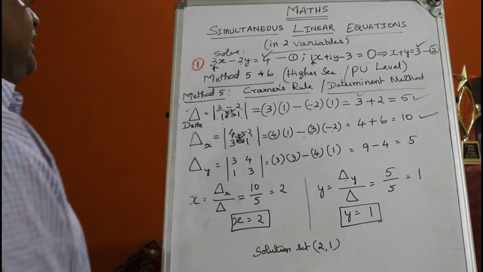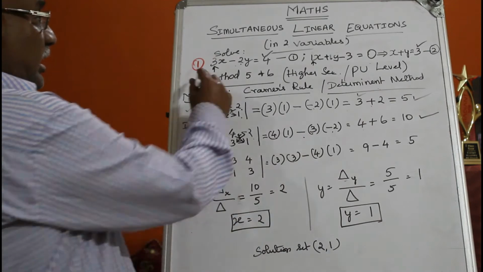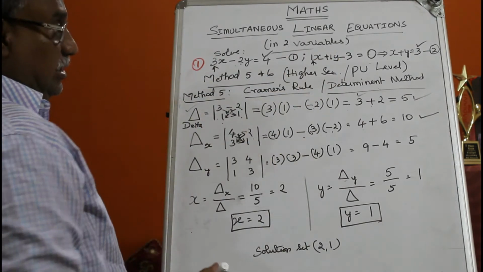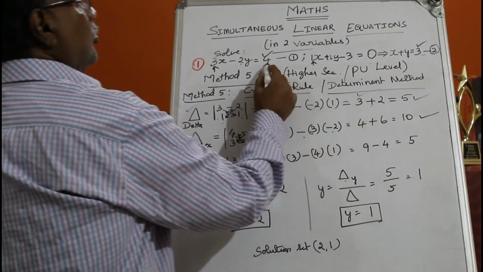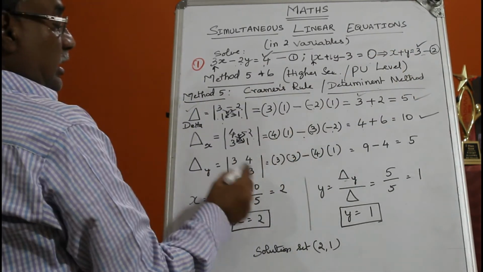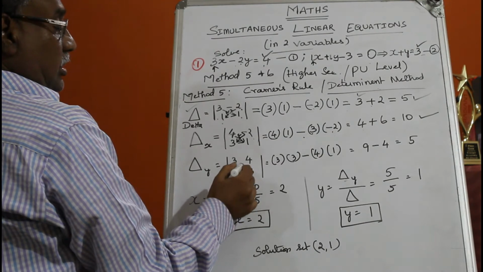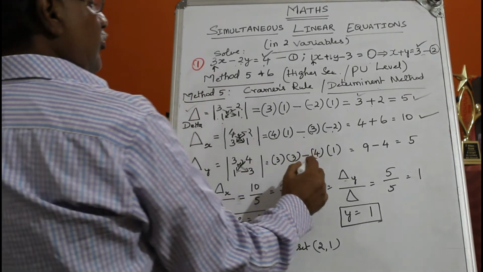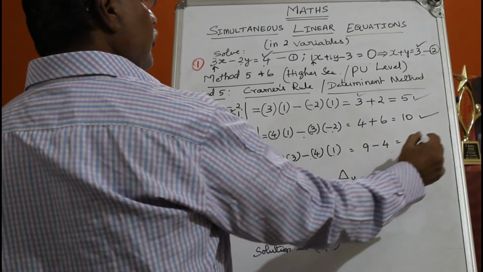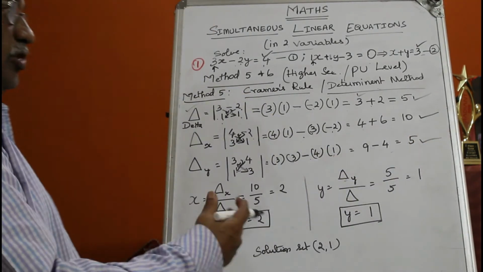Next is called delta y. Keep the x coefficient as it is. The y coefficient you replace by the constants, 4 and 3. And again expand: 3 into 3, minus of 4 into 1. You get 9 minus 4 is 5. So it's quite an easy method.